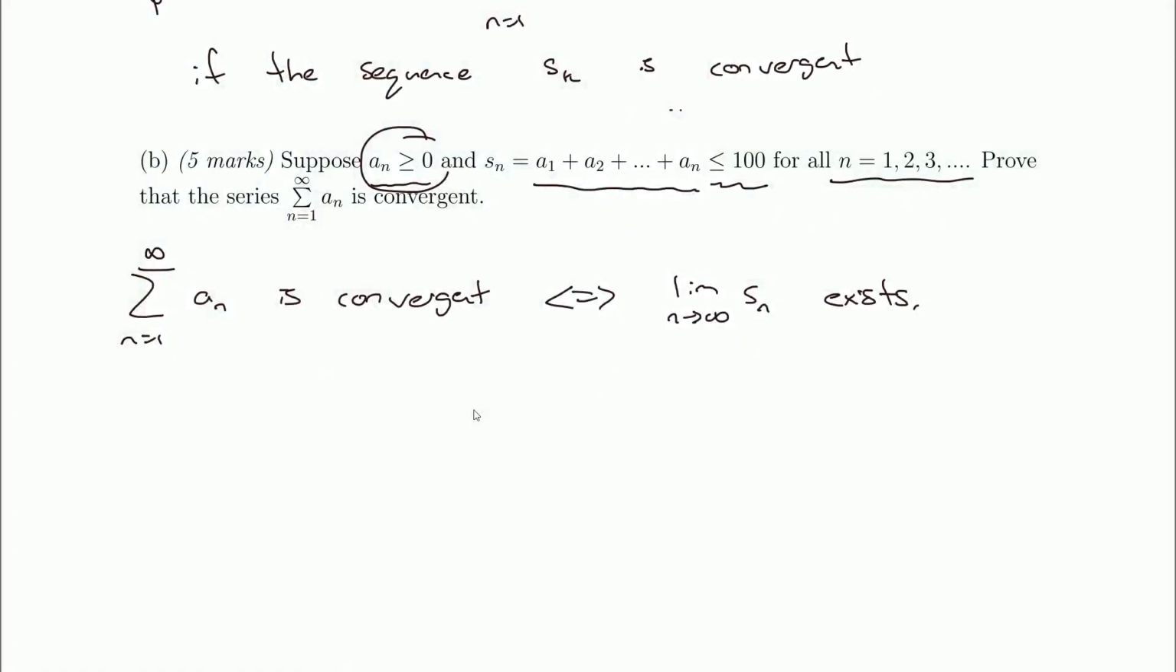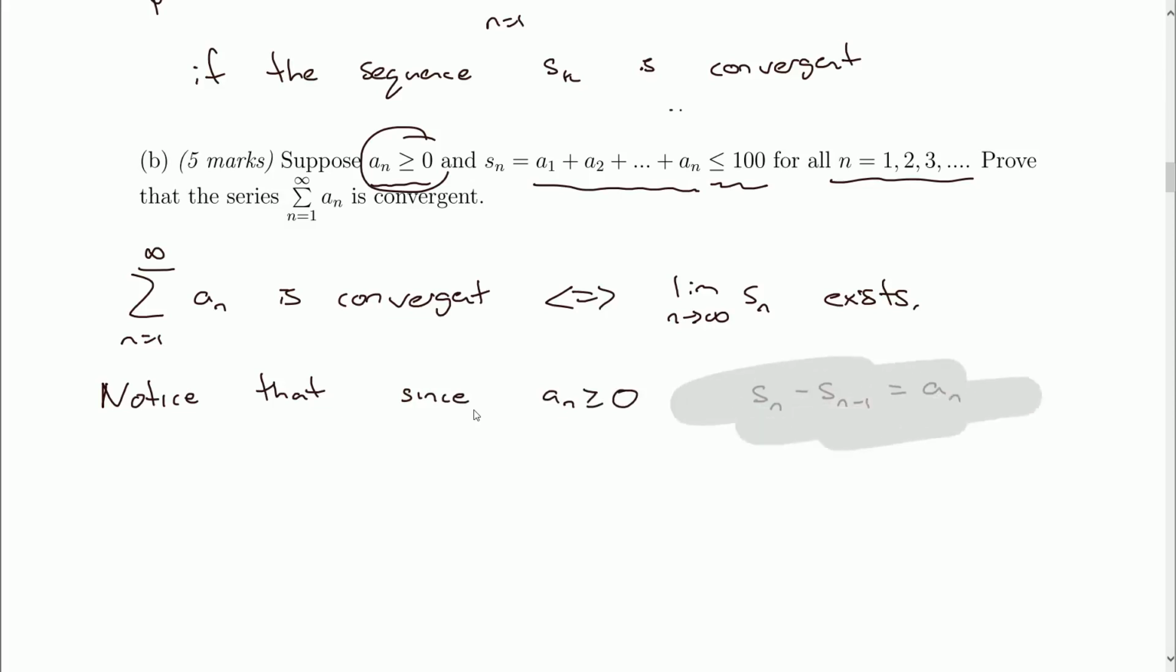We're going to use the monotone convergence theorem. We've got an upper bound for the Sn's. I just need to show that the Sn's increase. And that's what the condition about the an being non-negative is going to tell us. Okay. So I might say something to the effect of, notice that since an is non-negative, Sn minus Sn minus 1, which is an. Actually, let's write this out a little bit.